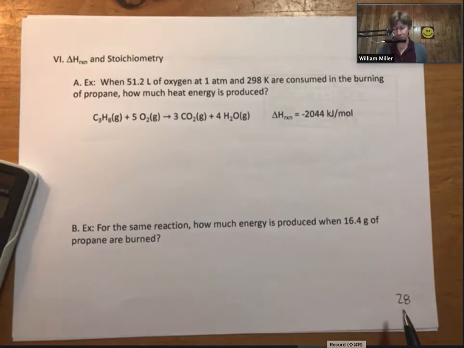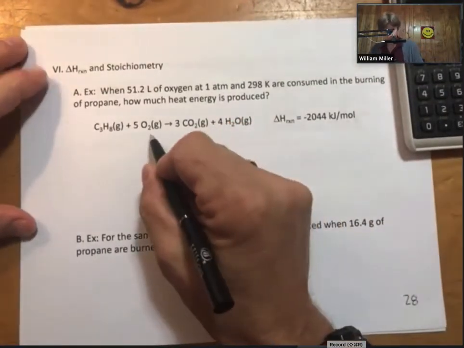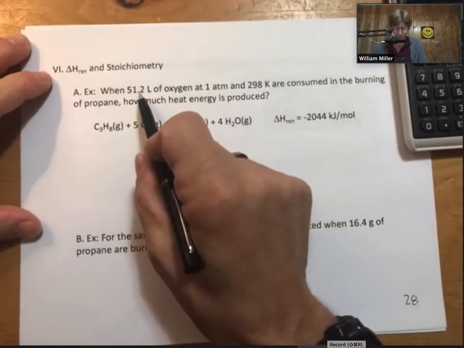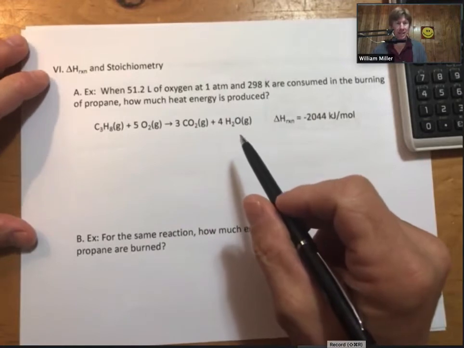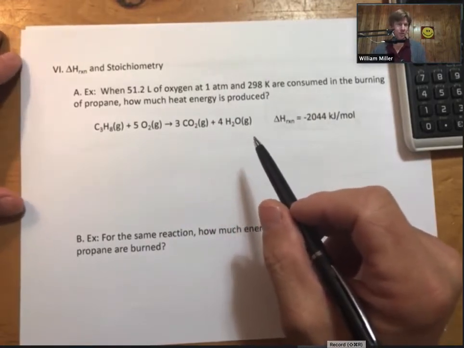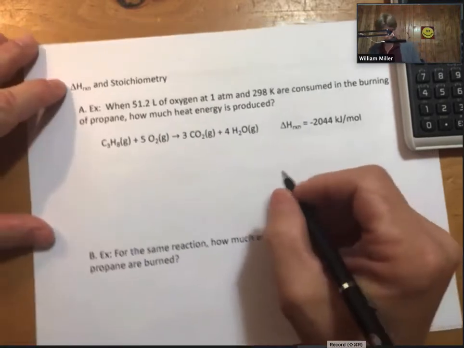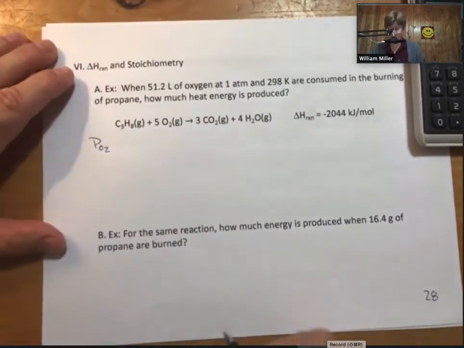When 51.2 liters of oxygen at 1 atmosphere and 298 Kelvin are consumed in the burning of propane, how much heat energy is produced? So I notice that oxygen is a gas. I've got the volume, pressure, and temperature of that gas, so I can find moles of gas. That's an ideal gas law problem, and from there I will start the stoichiometry part. So let's write our ideal gas law, personalized for oxygen.